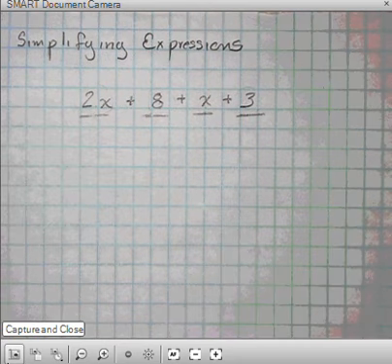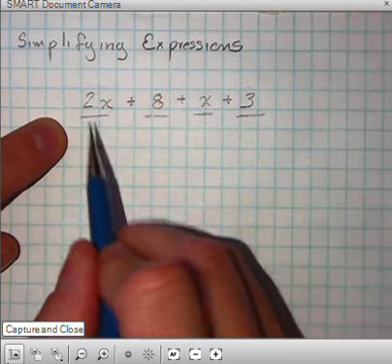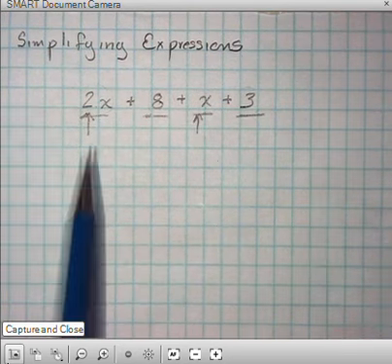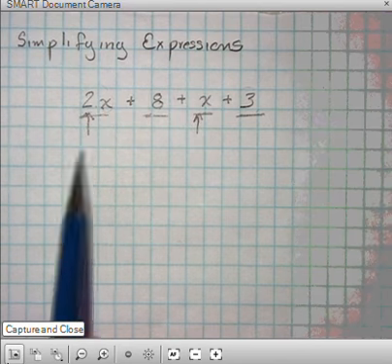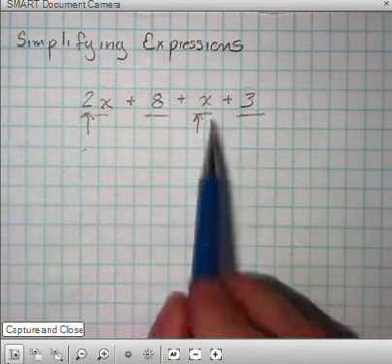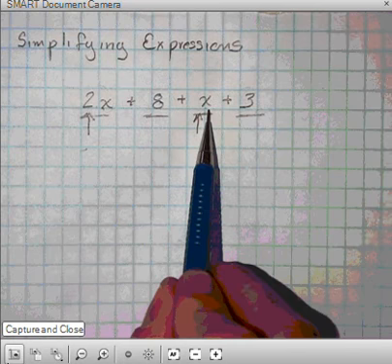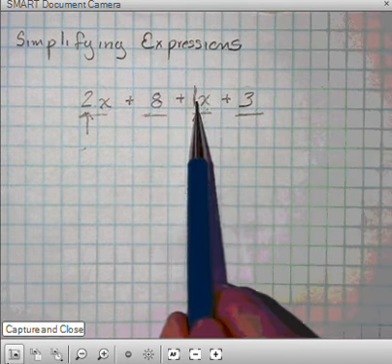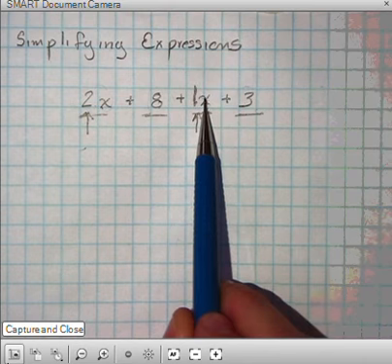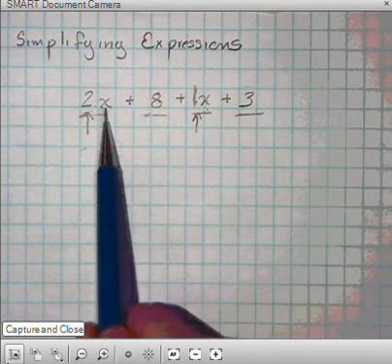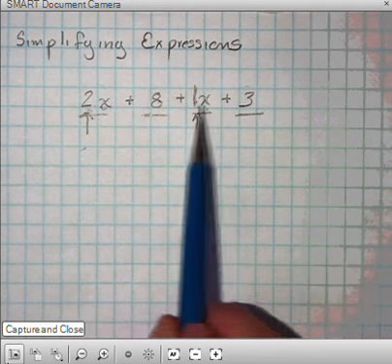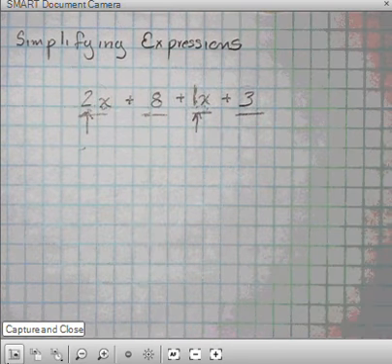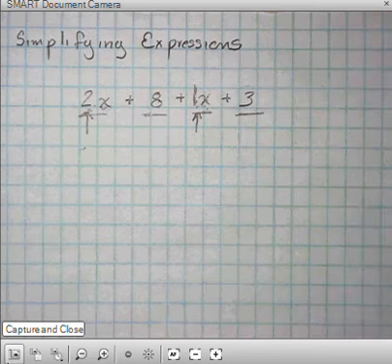We also have what are called coefficients. Coefficients are the numbers in front of your variables. So the coefficient of our x here is 2. Our coefficient of this x is 1. It's the number of x's. So our coefficient of x here is 2, our coefficient here is 1. So we have four terms, and our coefficient is the number in front of our variables.